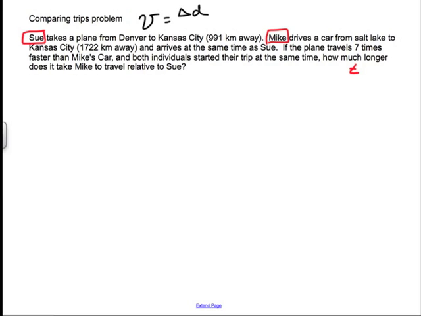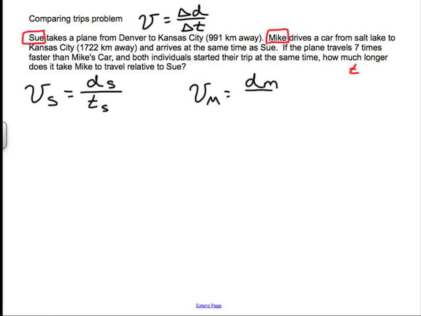That you're going to have V is equal to delta D over delta T. Both of these individuals are traveling at a constant velocity, so I can write this equation out one time for Sue, and another time for Mike. It's good to put the subscripts on here so that you can keep track of what's what. I'm just going to drop the delta, and I'm going to say Vs equals ds over ts. And then for Mike, it's going to be Vm is equal to dm over tm.